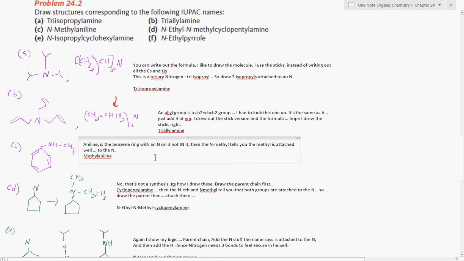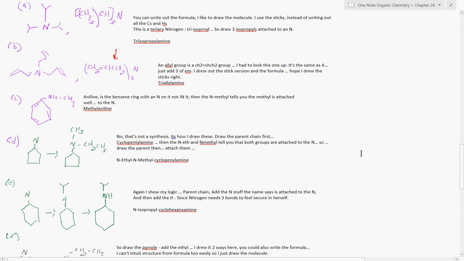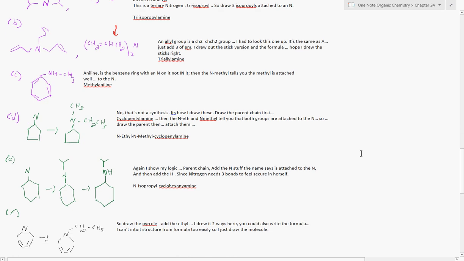And for the rest of them, for D, we have N-ethyl, N-methyl cyclopentylamine. And the way I drew it, this is not a synthesis, it's just how I draw these. So you draw the parent chain first, and that's cyclopentylamine, which is the parent chain. And then the N-ethyl and N-methyl tell you that both groups are attached to the nitrogen. So draw the parent chain, and then attach them to the nitrogen. N-ethyl, N-methyl cyclopentylamine.